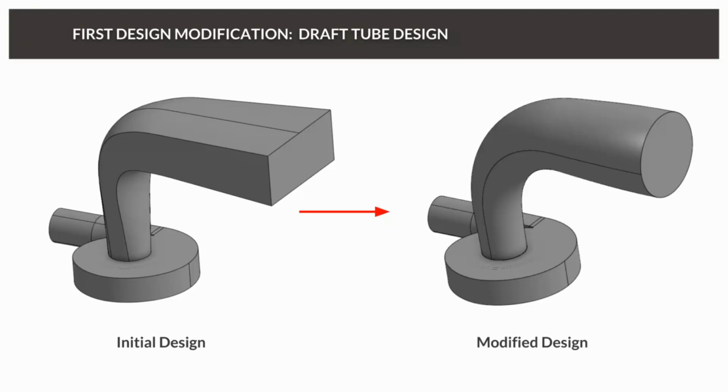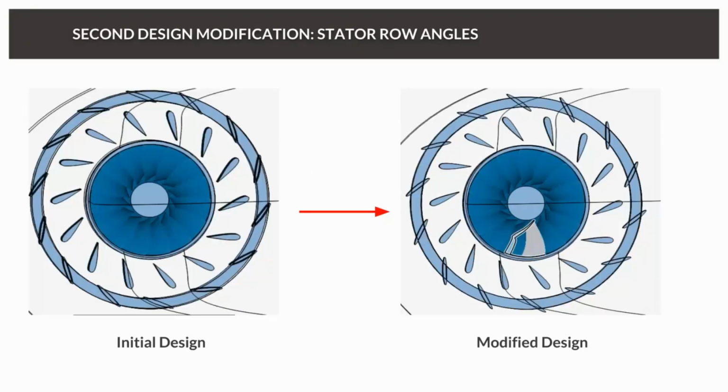So we've tried to change the draft tube here. And if I show you as well, we also changed the stator angles. Basically on the left is where we started. And on the right, if you take a look at, say, this very top one, we've given them a sharper angle.